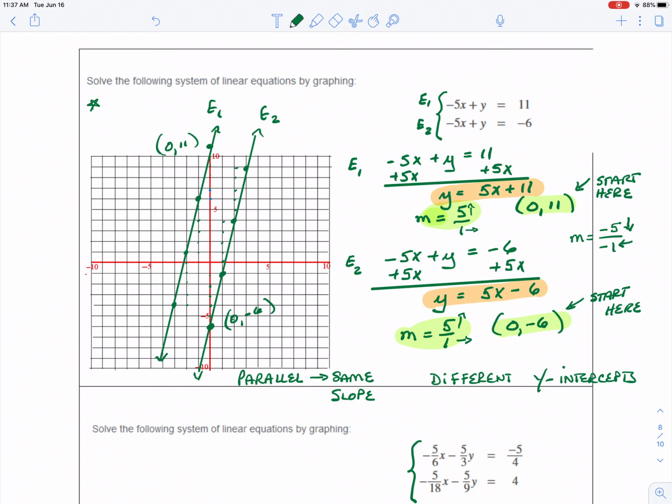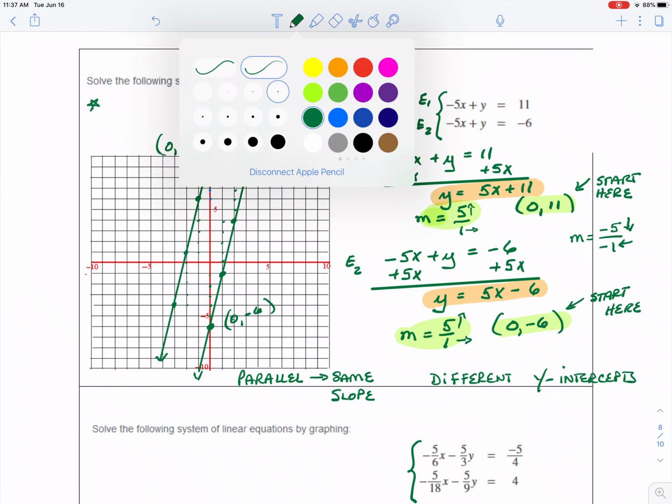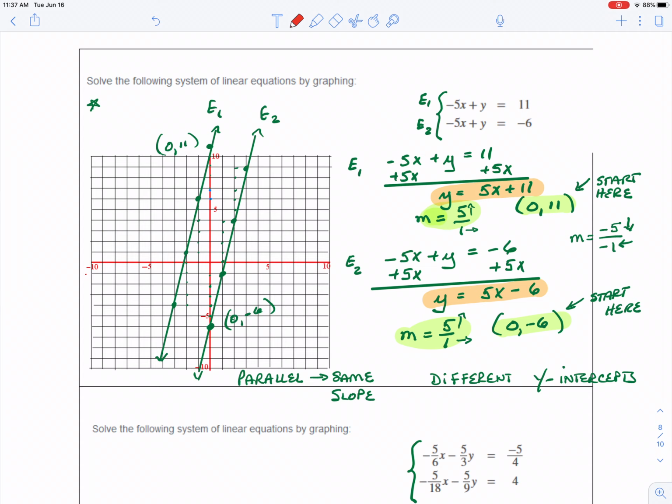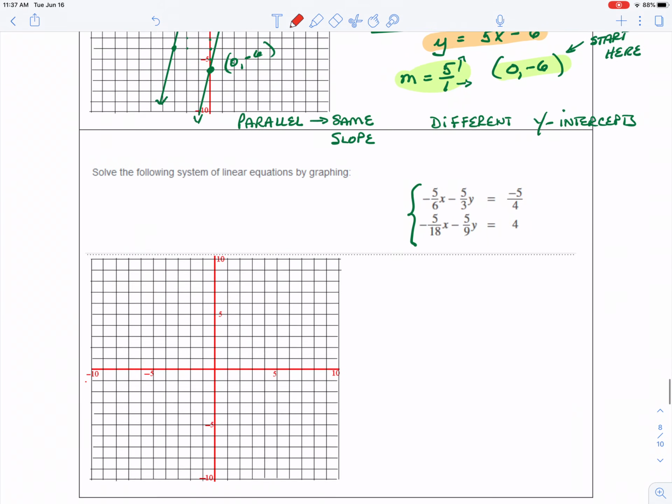These 2 lines never meet, so what do you think the solution set is? Well, this is another one of those special cases, and this solution is no solution because they do not share a common point, and no matter how far I extend these out on a larger grid, they are never going to have a common point. So that's your second unusual case.